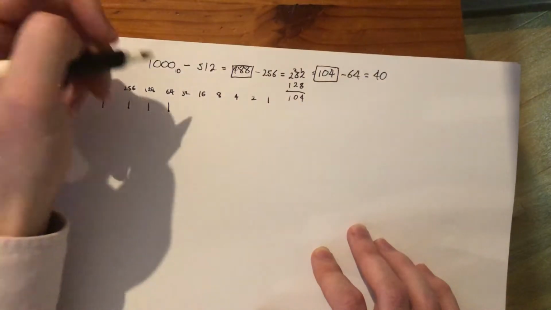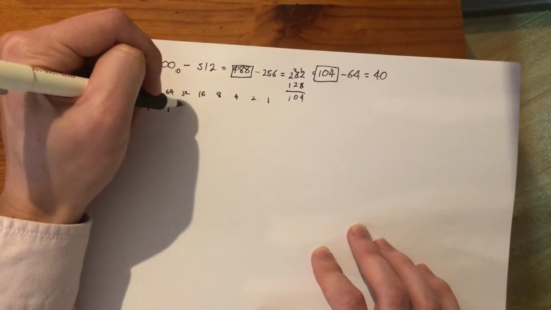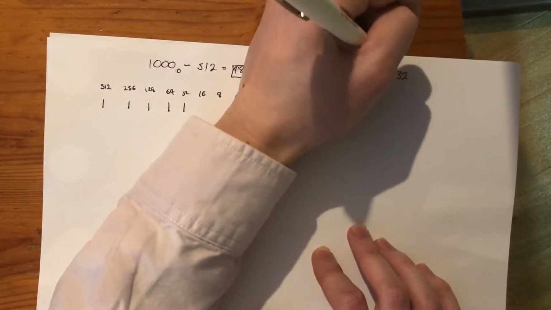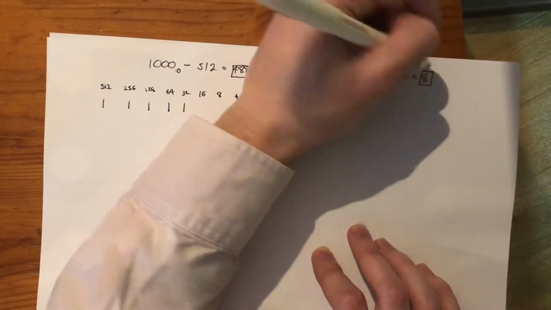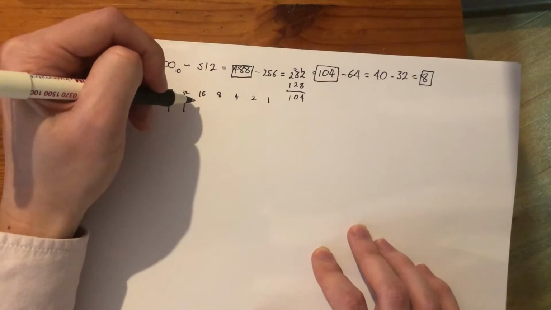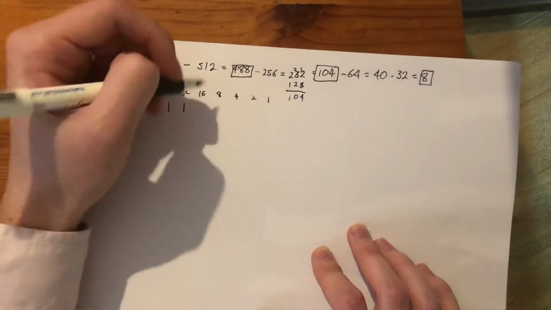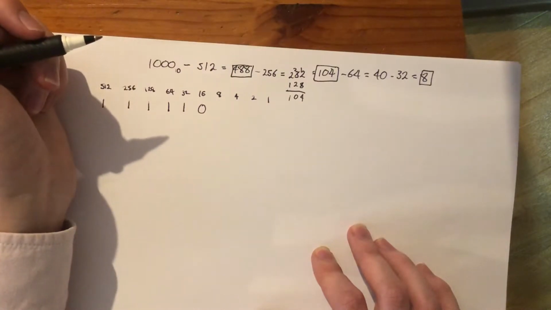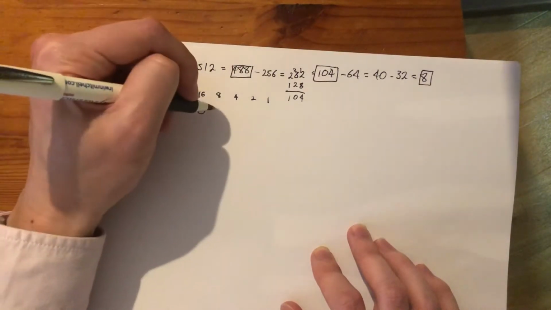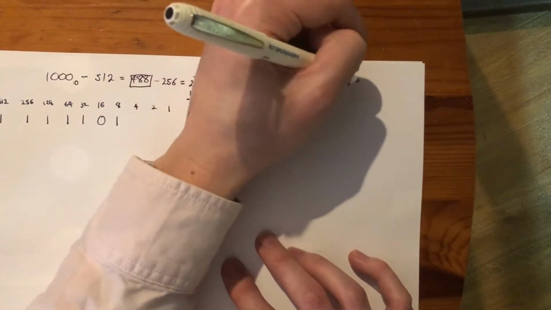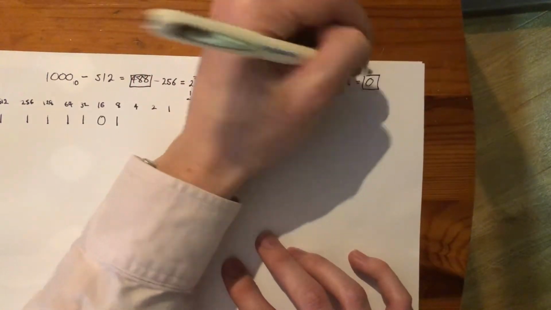You've got 40 left over. Does 32 fit into 40? Yes, it does. So we deduct 32 from that number and we get our new number 8. Does 16 fit into 8? No, it doesn't, so we put a 0. Does 8 fit into 8? Yes, it does. We deduct 8 from our number, giving us our new number of 0.